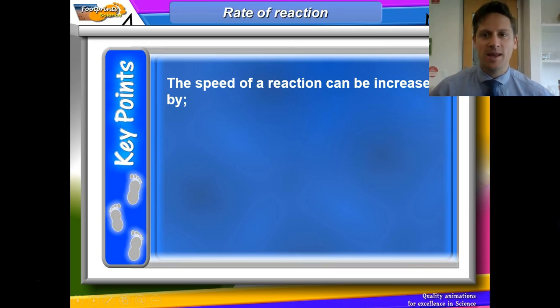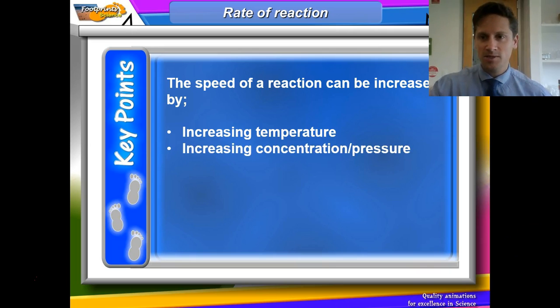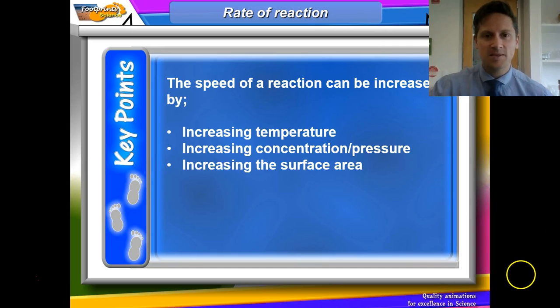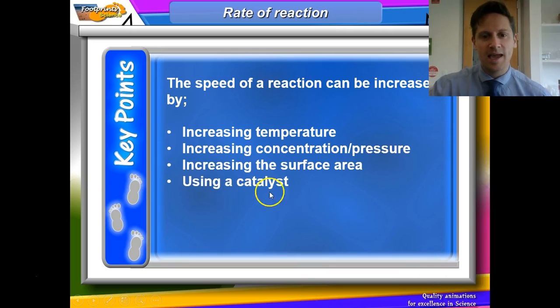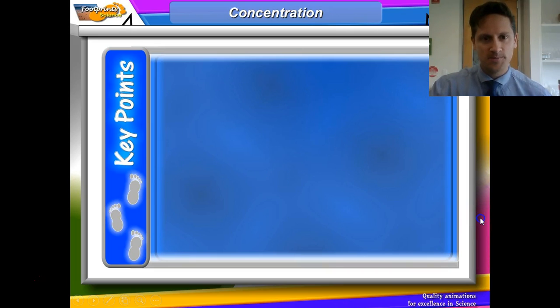There are a few ways that we can increase the speed of rate of reaction. Okay, so the speed of a reaction or the rate of reaction, they mean similar things. Okay, so we can increase the speed of reactions by increasing temperature, increasing concentration. That's for liquids, and pressure for gases is the same concept. Increasing the surface area, so that's with a solid reactant, and also by using a catalyst. And I'm going to explain these 4 in this video.